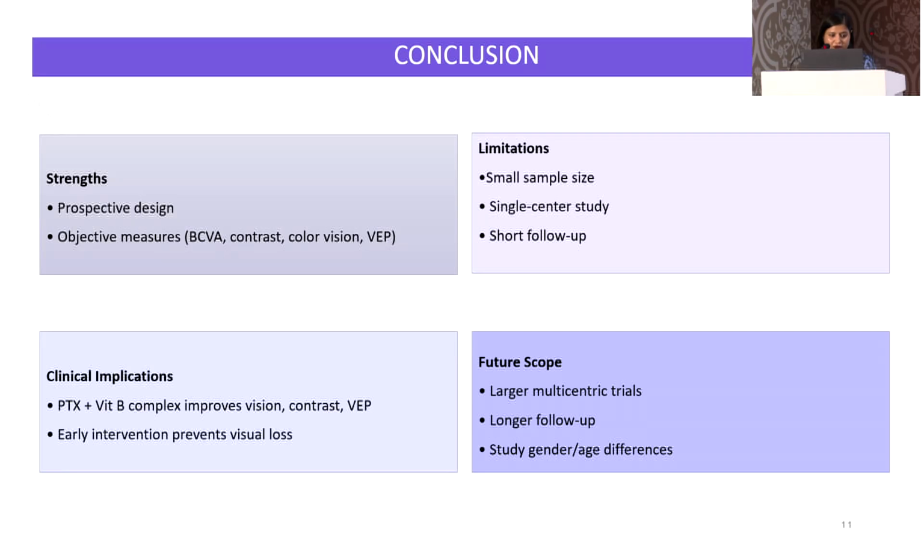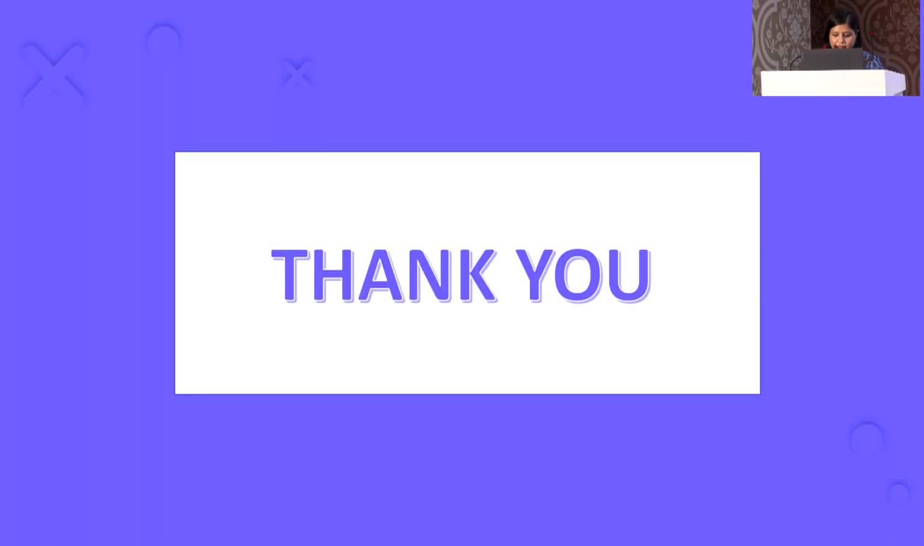But it does implicate that pentoxifylline along with vitamin B complexes may improve vision, contrast, and VEP, and early intervention definitely prevents vision loss. But there is a future scope of larger multicentric trials, longer follow-ups, and study of gender or age differences. Thank you.